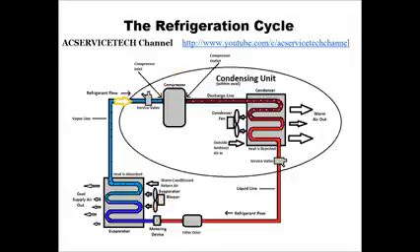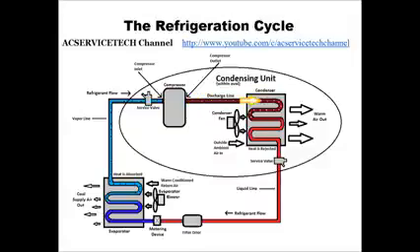So how the refrigeration cycle works is it takes low pressure, low temperature vapor refrigerant. It comes into the compressor, and out of the compressor it comes out as a high temperature, high pressure vapor refrigerant. In fact, it's at its hottest spot on the entire system right there.